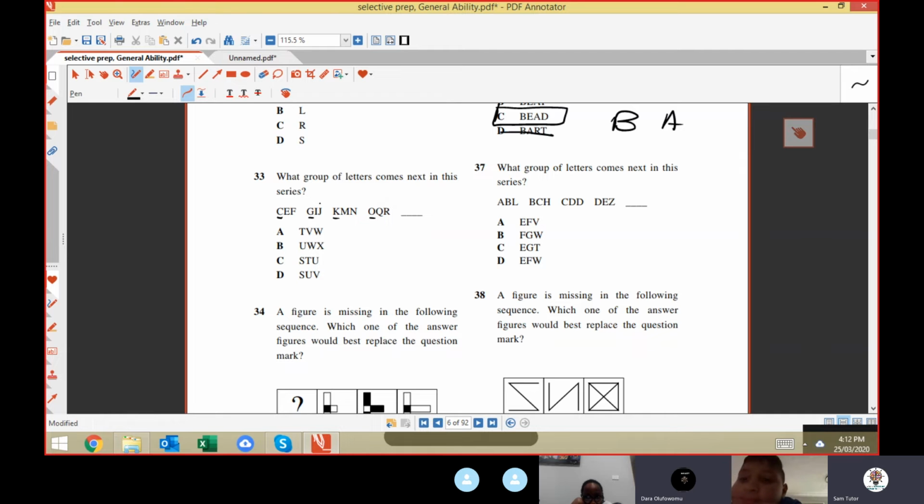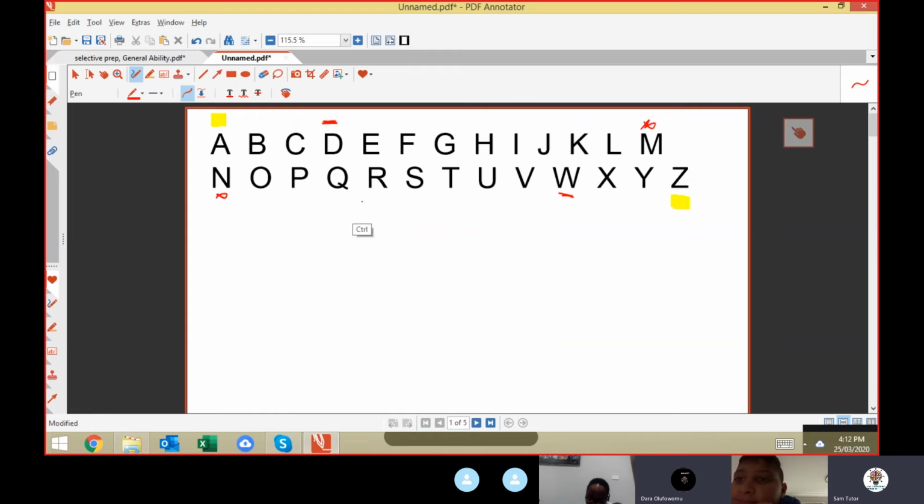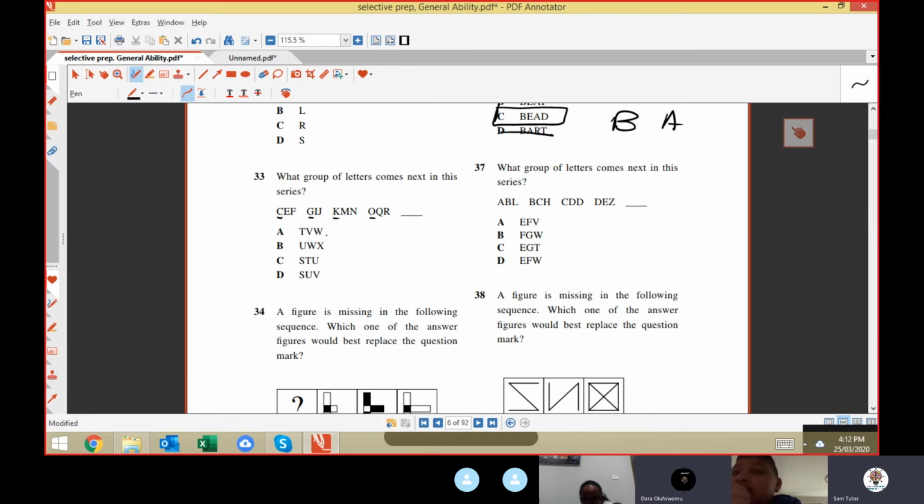So C to G K O. So C G K O. All right, let's write it down. C, skipping 3, G, K, O. Skipping three, skipping three. Should be S, which means it can't be this, it can't be this.